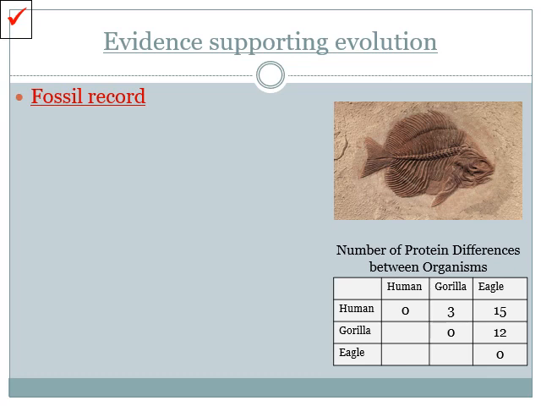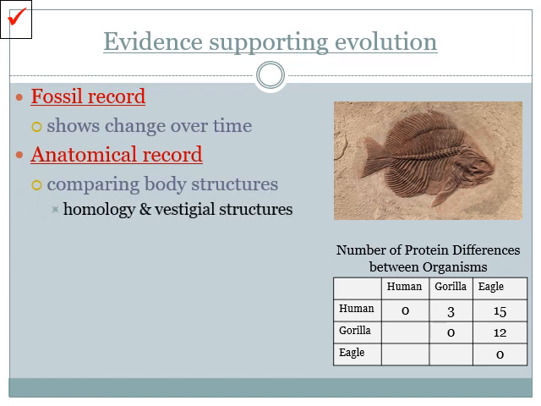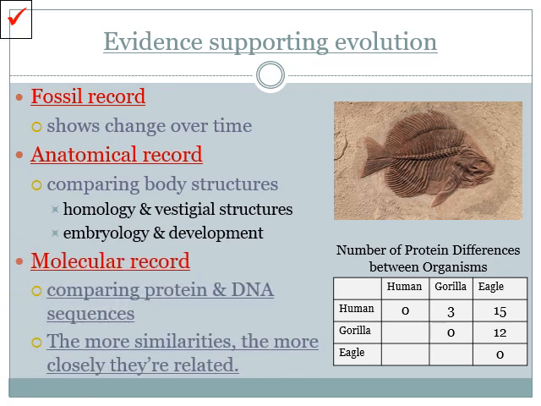So, evidence supporting evolution. The first is the fossil record. The fossil record shows changes in organisms over time. There's the anatomical record, things that compare different body structures, things like homology and vestigial structures, as well as embryology and development. And finally, we have the molecular record, which is comparing protein and DNA sequences. The more similarities, the more closely they're related.